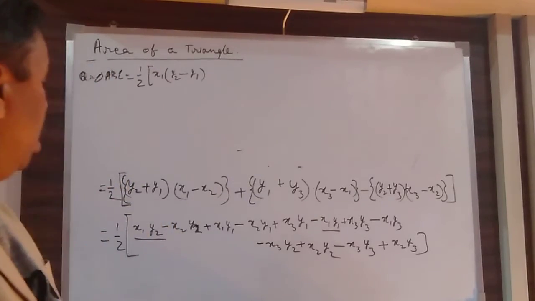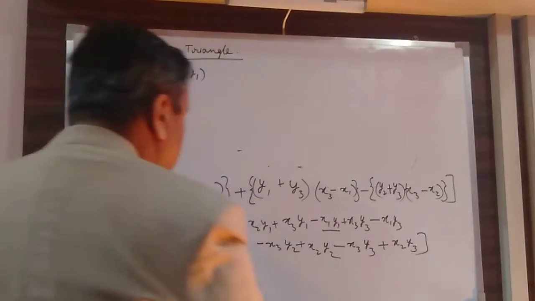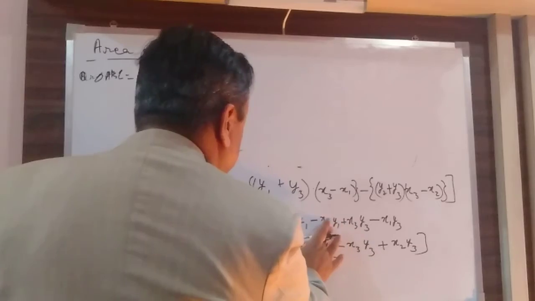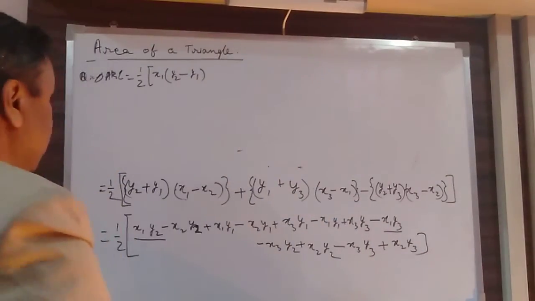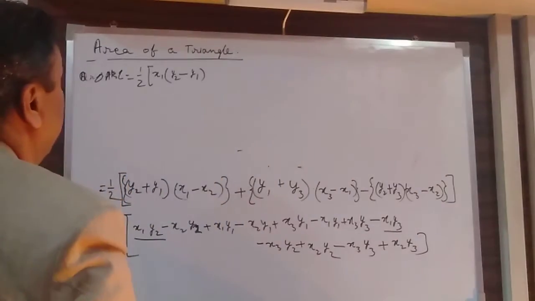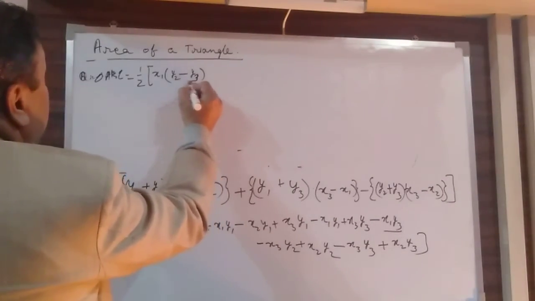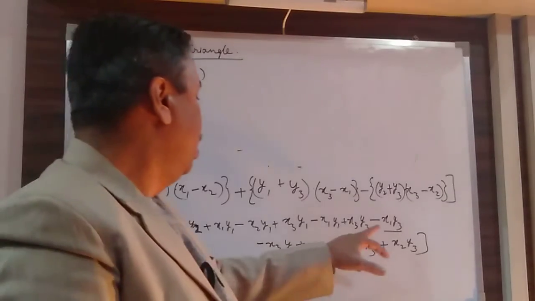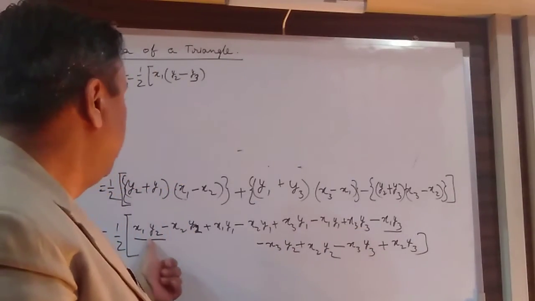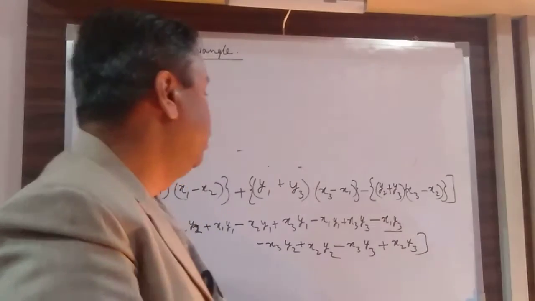But it would be better if I don't take this one. Instead of this, I will take x1 y3. So this will become y2 minus y3. Okay, x1 multiplied by y2 minus y3.